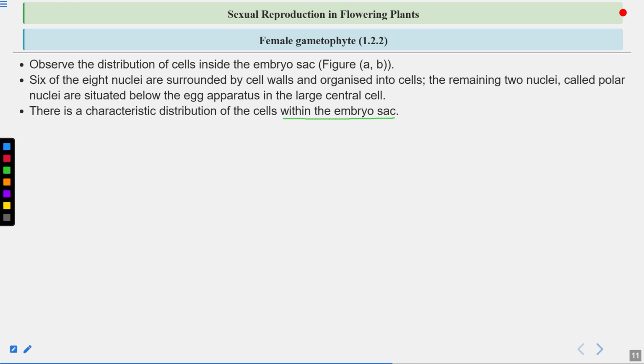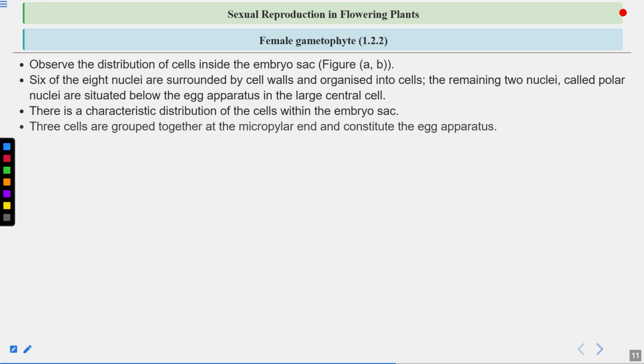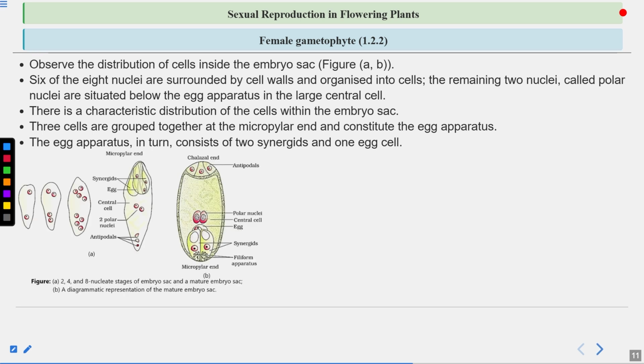Okay, what is that distribution? 3 cells are grouped together at the micropylar end and constitute the egg apparatus. What is that group? One egg and 2 synergids, and that is called the egg apparatus. The egg apparatus in turn consists of the 2 synergids and 1 egg cell. So this we have discussed in detail now.